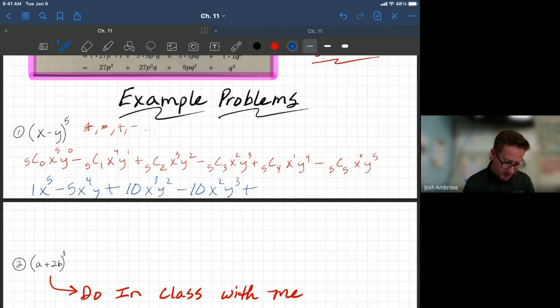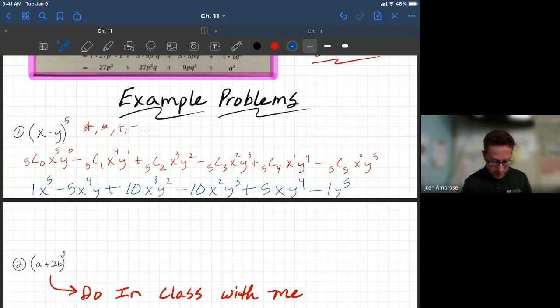Put a plus sign. Now a 5 combo 4. That is 5. X y to the 4th. Minus, and then remember 5 combo 5 is just 1. And then your x to the 0 power, that's a 1. So then I just need to bring down the y to the 5th power.